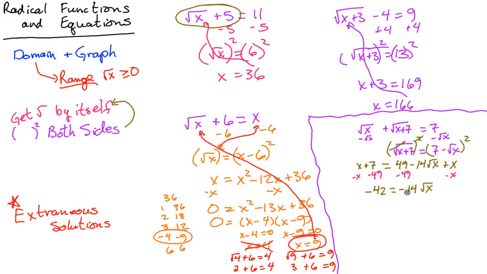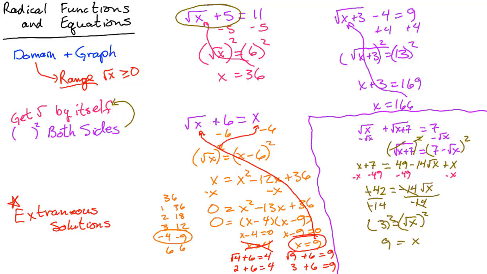Will this give us a fraction if we divide this off? I don't think so. So dividing by negative 14, we get 3 equals square root of x. Oh, that was way too easy. The square root is by itself, so square both sides, and we get x equals 9.